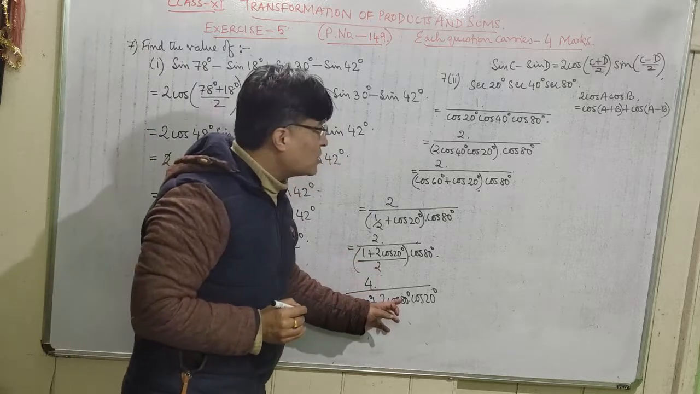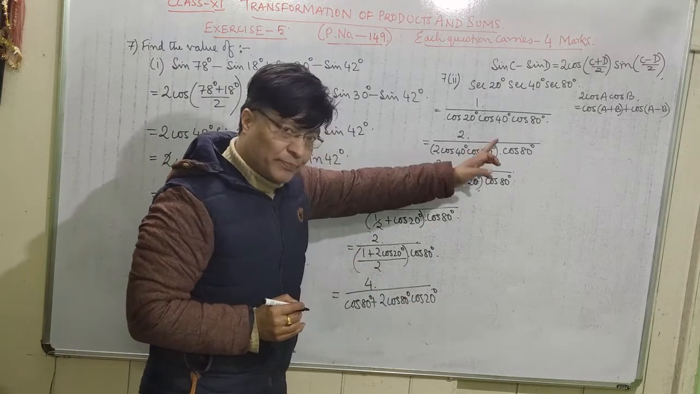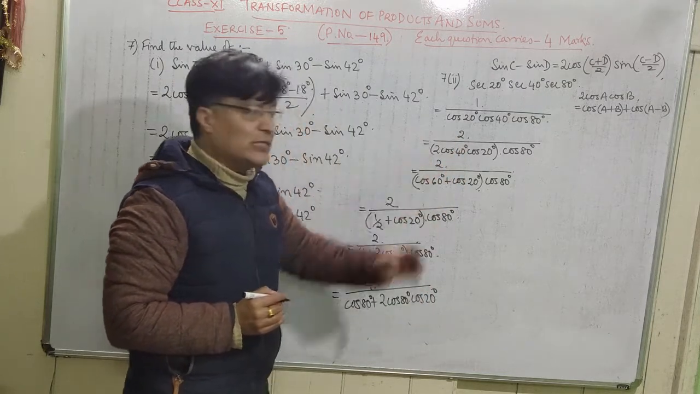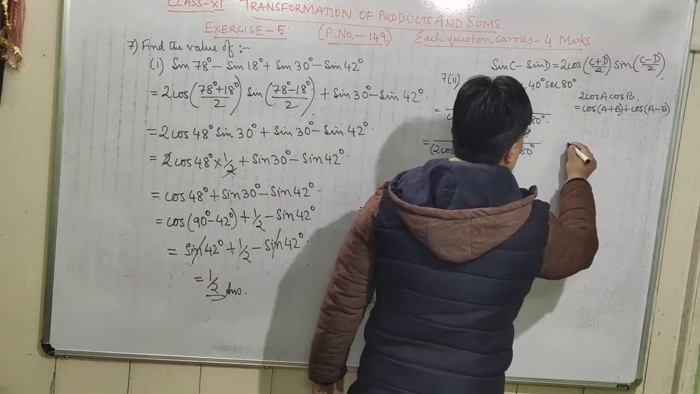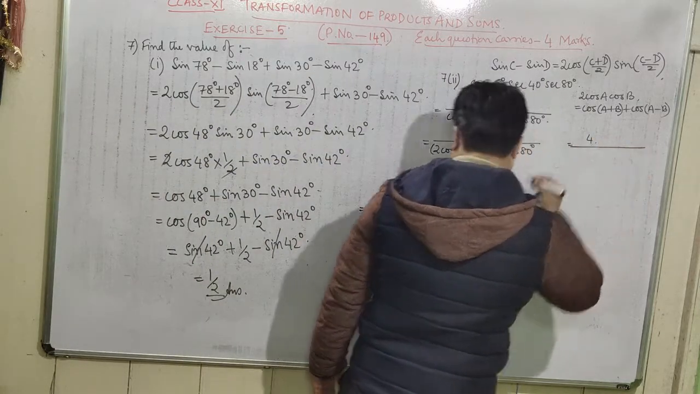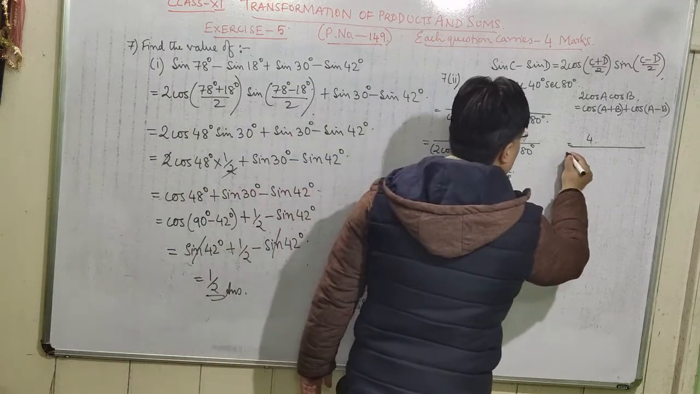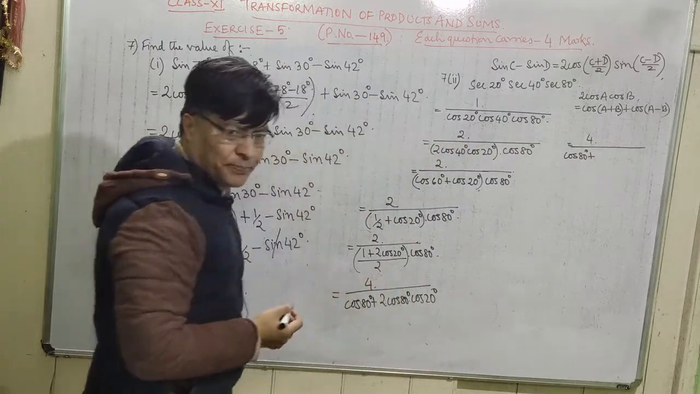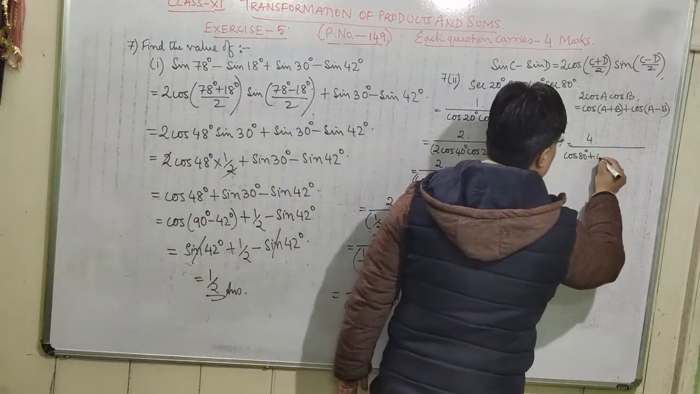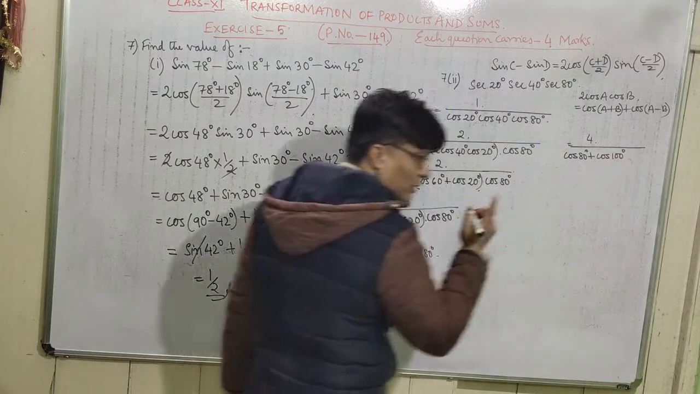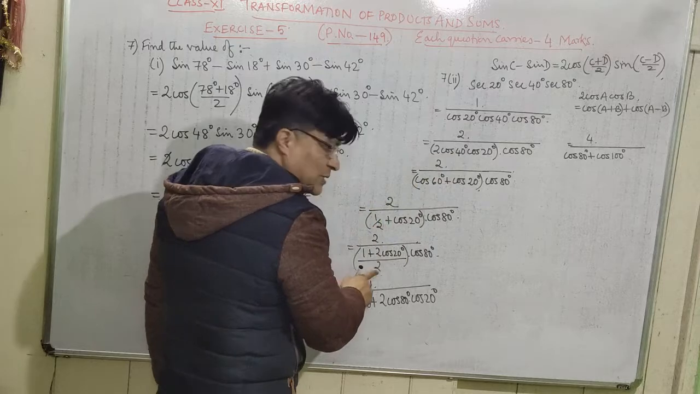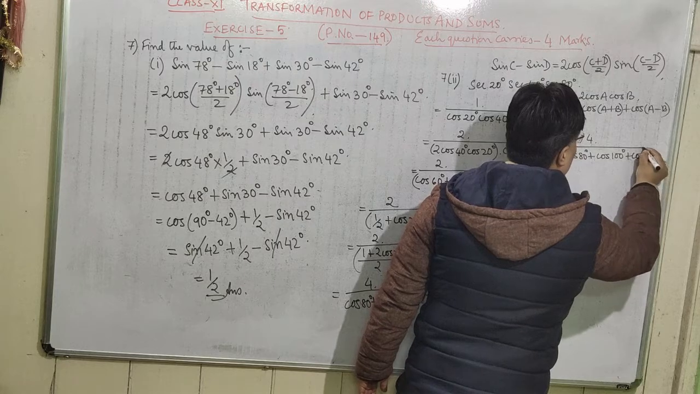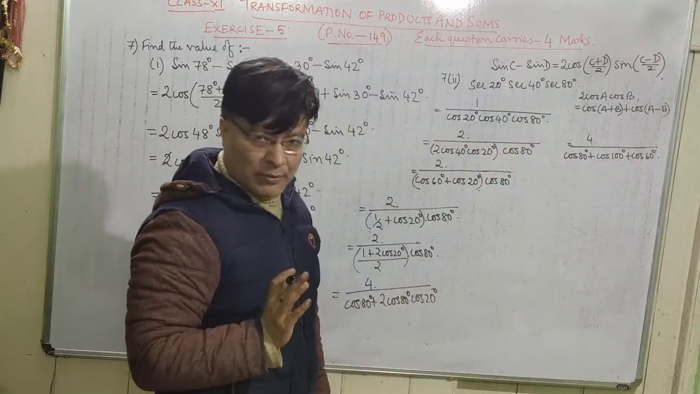Okay. So in this case also we can use the same formula, 2 cos A cos B. The greater angle 80 is taken as A, and the small angle 20 as B. So now next step, 4 divided by cos 80 kept as it is, plus, now we can use 2 cos A cos B. Cos of A plus B, what is A plus B? 80 plus 20 is 100, you know that. Plus cos of A minus B, 80 minus 20 is 60, plus cos 60 degree. I hope you have understood it.